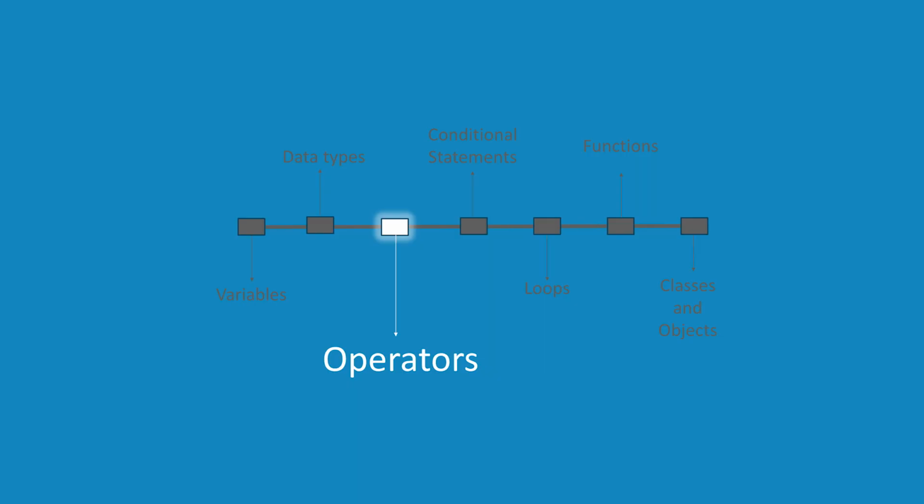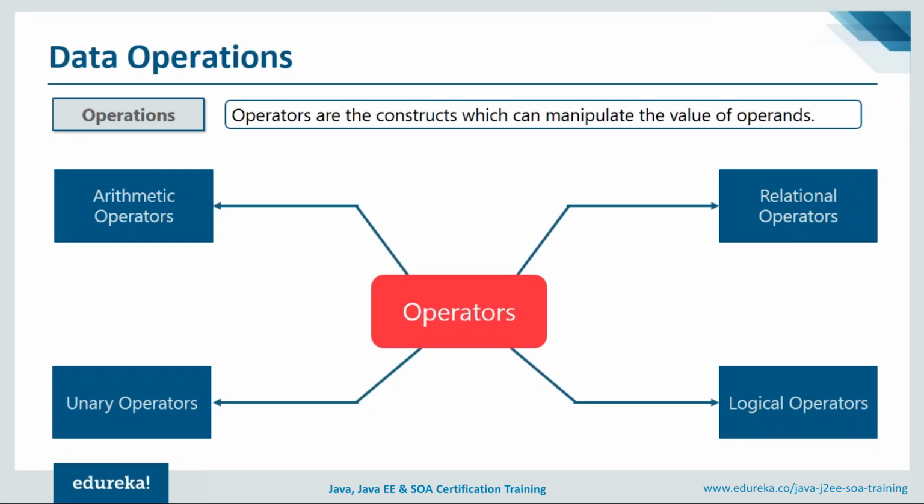Now coming back to our presentation, let's move on and talk about the different operators which are present in Java. Before that, let's talk about what an operator is. Operators are basically constructs or symbols which help you manipulate the values stored in a variable or operands for that matter. What is an operand? Anything that you wish to operate on. There are 4 different types of operators present in Java. You have arithmetic operators, relational operators, unary operators, and logical operators. Let's look at them one by one.